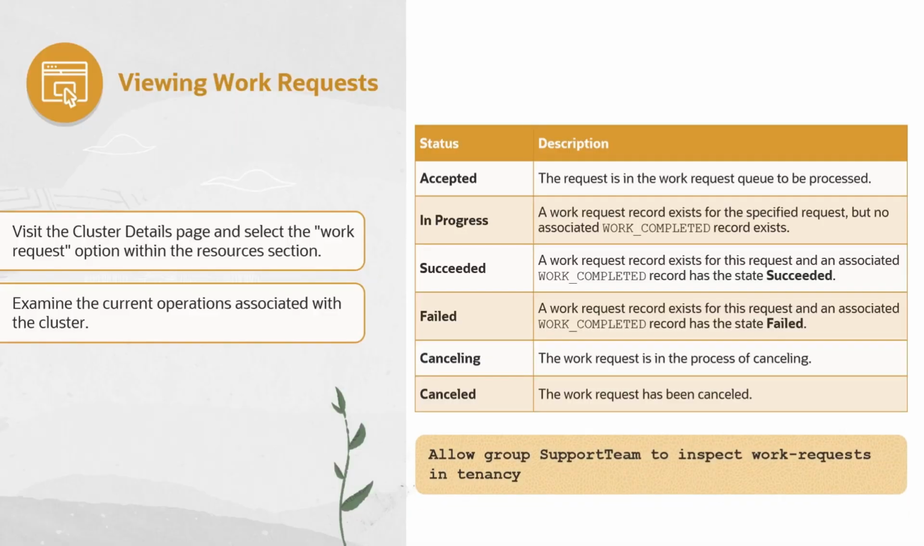Also note that sufficient IAM policies must be in place to allow you to inspect work requests within the tenancy. For example, you can create a policy for your support team to inspect work requests in the tenancy, or you can limit the access to a compartment as well.